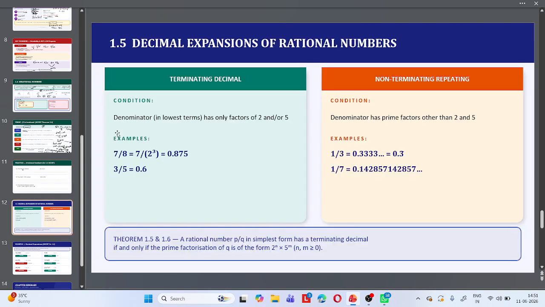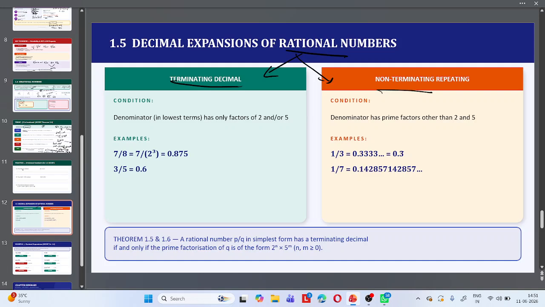Okay? Here is the decimal expansion for rational numbers. In rational numbers we have two types of decimal expansion, that is terminating decimal expansion and non-terminating repeating. If it is non-terminating non-repeating, then it is an irrational number.